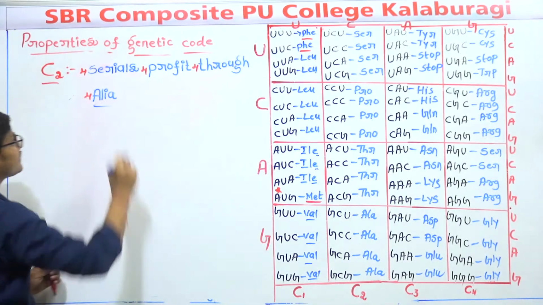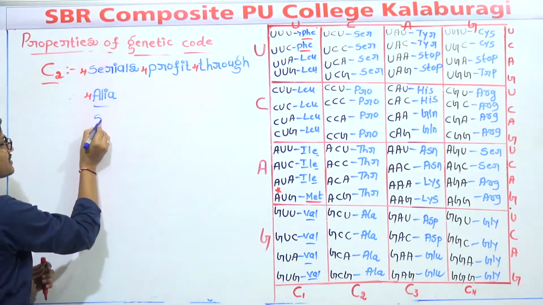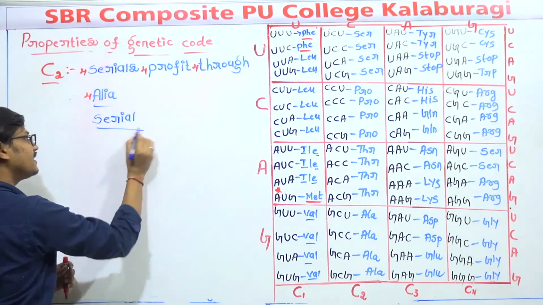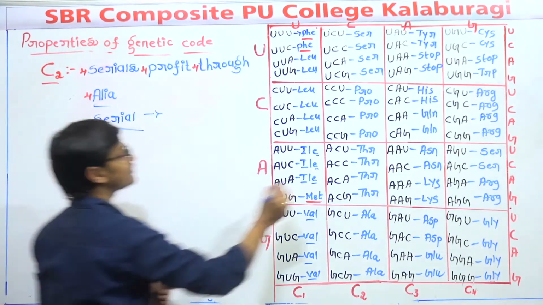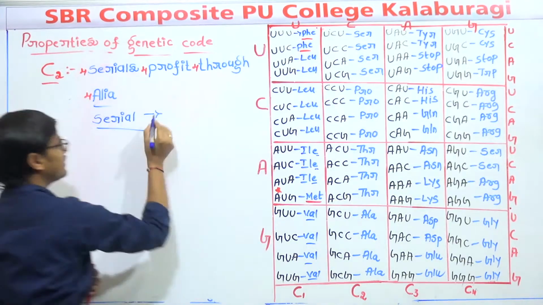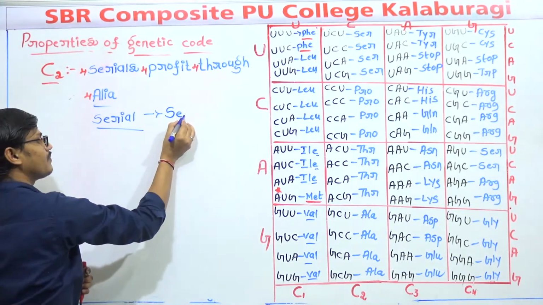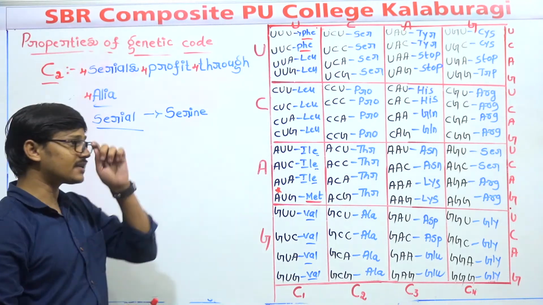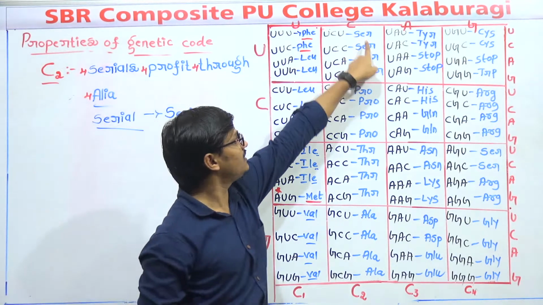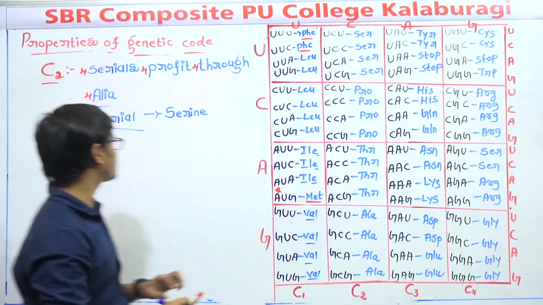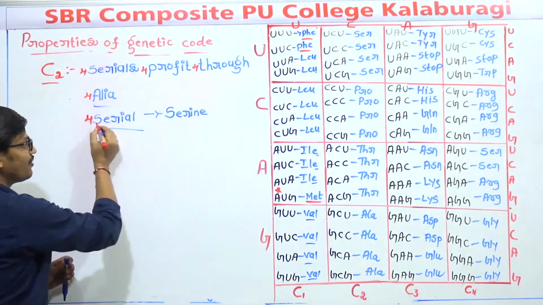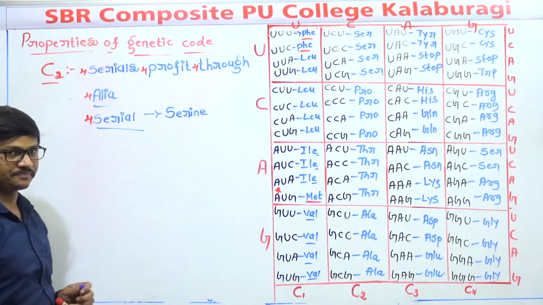So here, first you take cereals. Cereal means serine. And how many codons are there for serine? 1, 2, 3, 4. That's why here I have written 4. So there are 4 codons for serine.